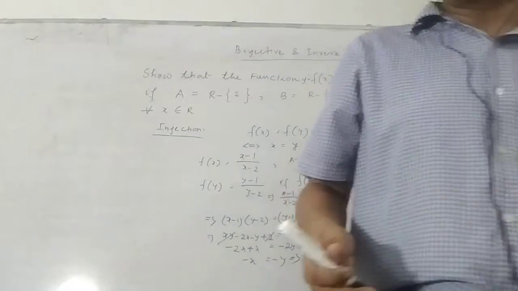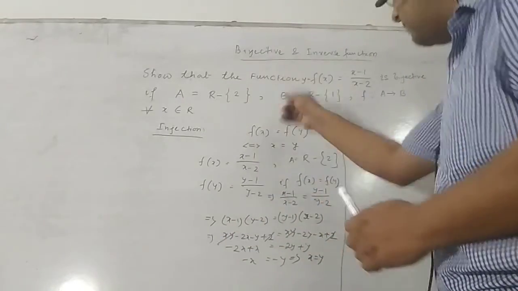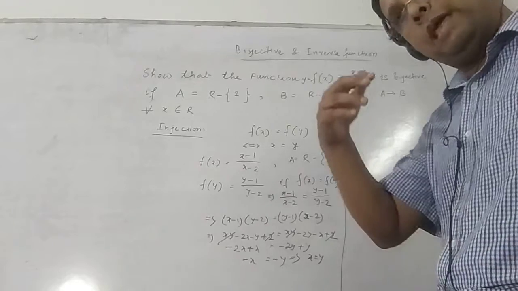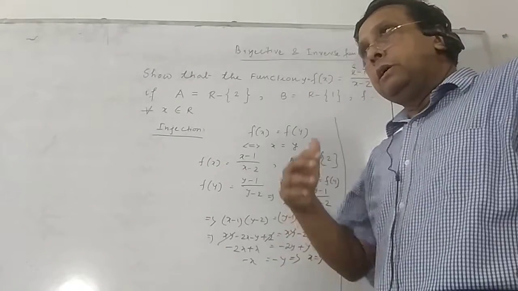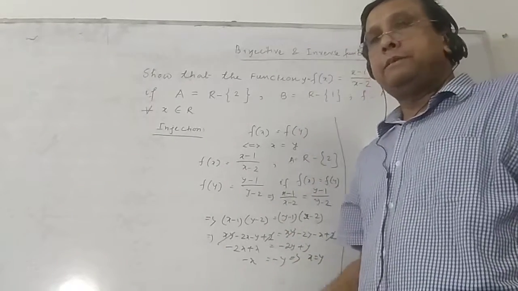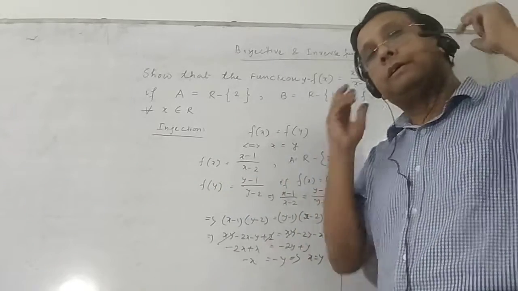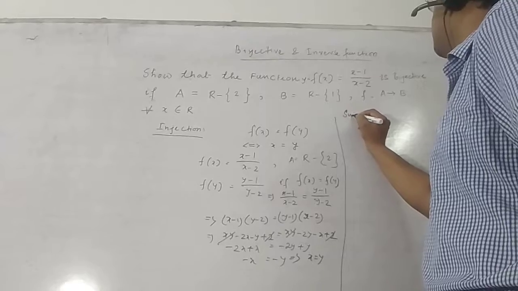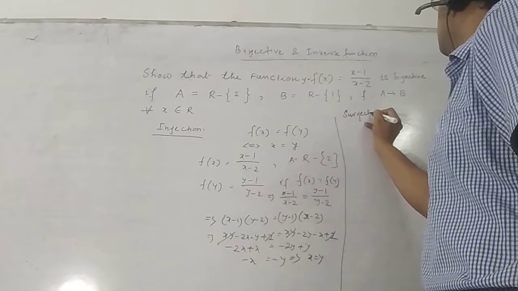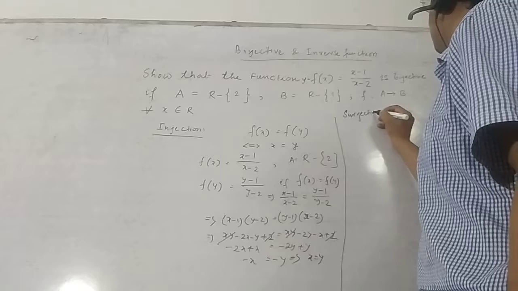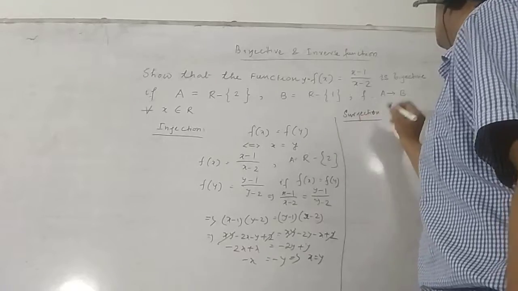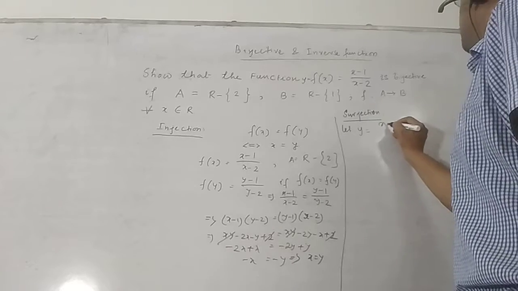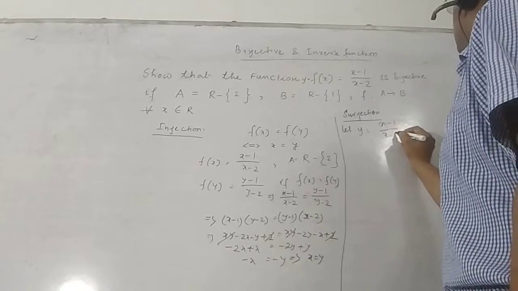Now let us see how we can prove the surjectivity for these given conditions. For surjectivity, children, as I told you, we have to express x in terms of y. That is, we have to express x as the subject and y as the object. Let us see how we can do that. So for surjection, let y is equal to, here you start in this way, y is equal to x minus 1 divided by x minus 2.